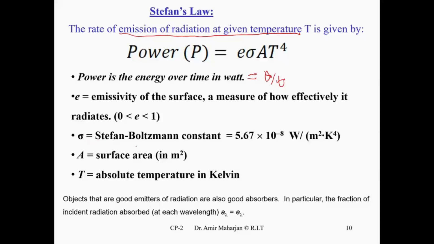Sigma is called the Stefan-Boltzmann constant. It's always a constant number, and that will be given to you. A is the surface area, not the cross-sectional area. For example, if it is a sphere, the surface area of a sphere will be 4 pi r squared. And T is the absolute temperature. Temperature must be in Kelvin, the absolute scale. So this is called Stefan's law.